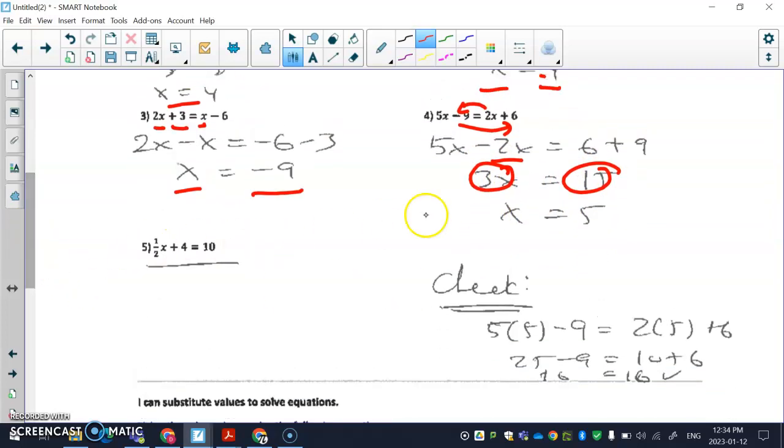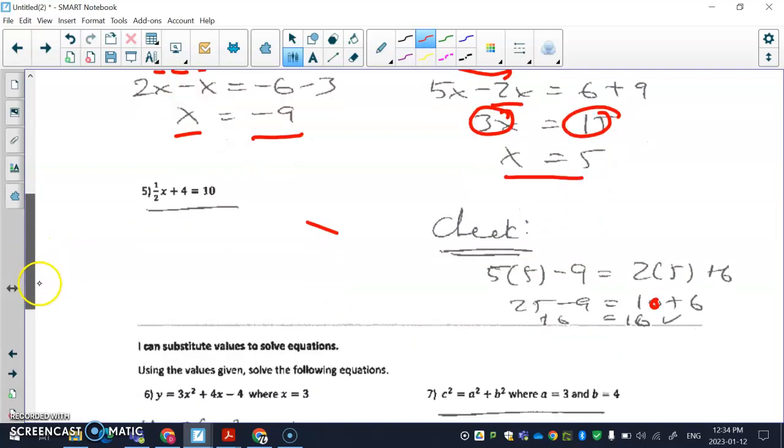I did a check here. You can do the check at any time. So what you do is you go back and you sub this 5 into the left side, and then you sub it into the right side. So anywhere you see an x, you put the 5. So 5 times 5 is 25, subtract 9 is 16. 5 times 2, or 2 times 5 is 10, plus 6 is 16. They're equal, which is great because that's what you want.